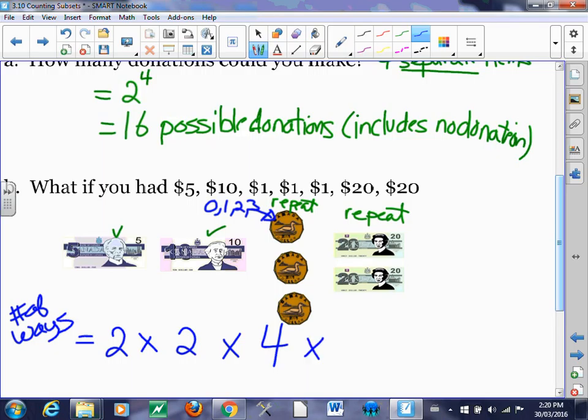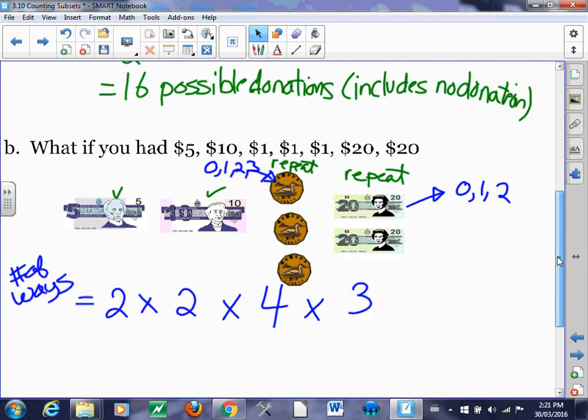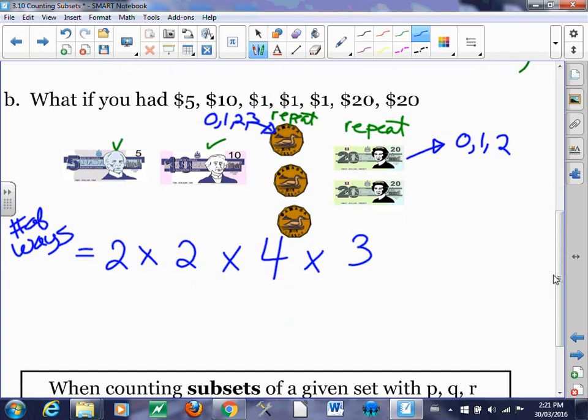Likewise with the $20 bill, you could donate none of them, 1 of them, or 2 of them. So really, when you have a repeat, you're adding 1. Have you noticed that? Distinct items, you don't have to worry about it. You've got 1 bill, you have 2 options. You've got 3 coins, you have 4 options. So you're really adding 1 when you have a repeat, or even if you don't have a repeat, because you can donate it or not. So let's plug that in our calculator, folks. 2 times 2 times 4 times 3 gives you 48 possible donations.